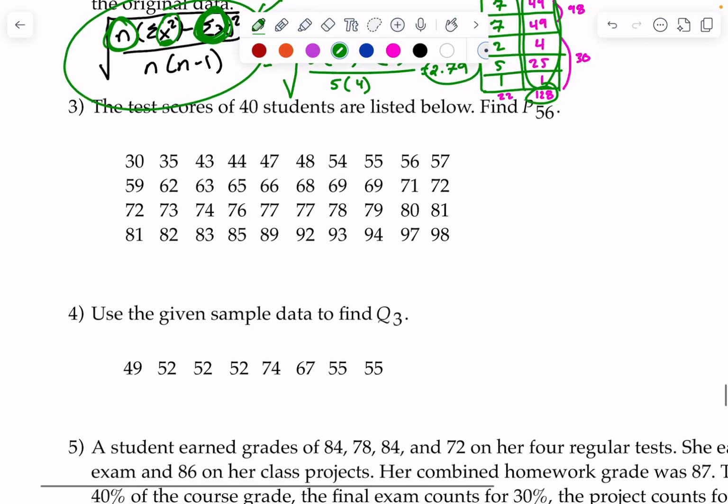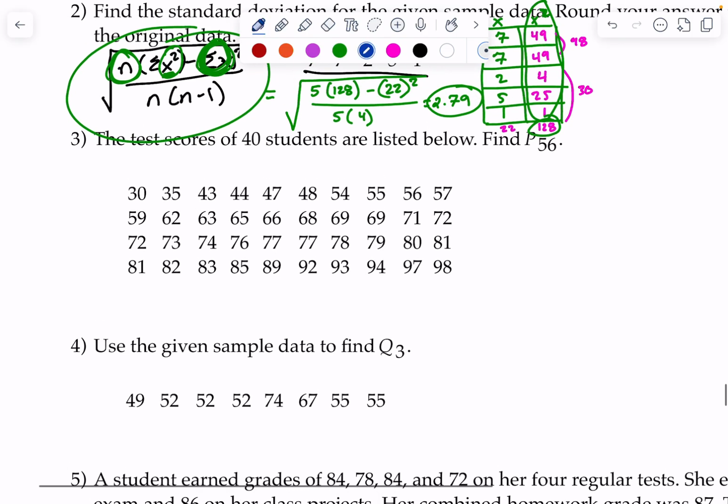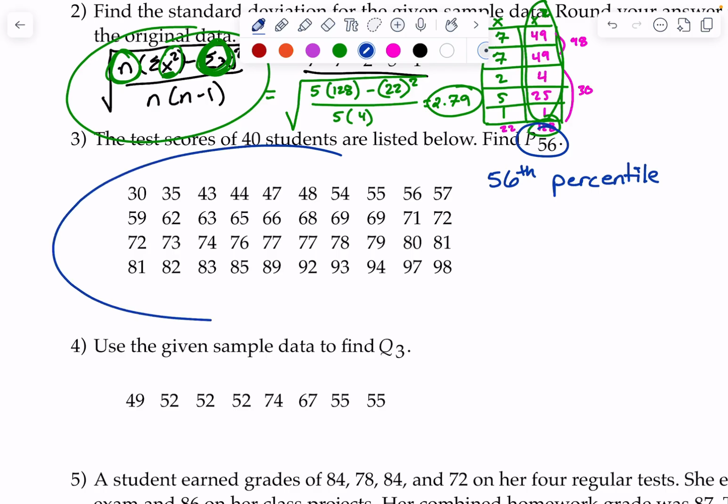Okay. All right, number 3. They want us to find P56, which is the 56th percentile. When you're going from percentile to finding what number is the 56th percentile, you have to do it a certain way. Before we do that, I know that the 50th percentile is exactly in half, right? So like here, 72 would be the 50th percentile. So the 56th percentile is going to be one of these numbers maybe, a little bit higher than 50%. So for the 56th percentile, here's what we do.